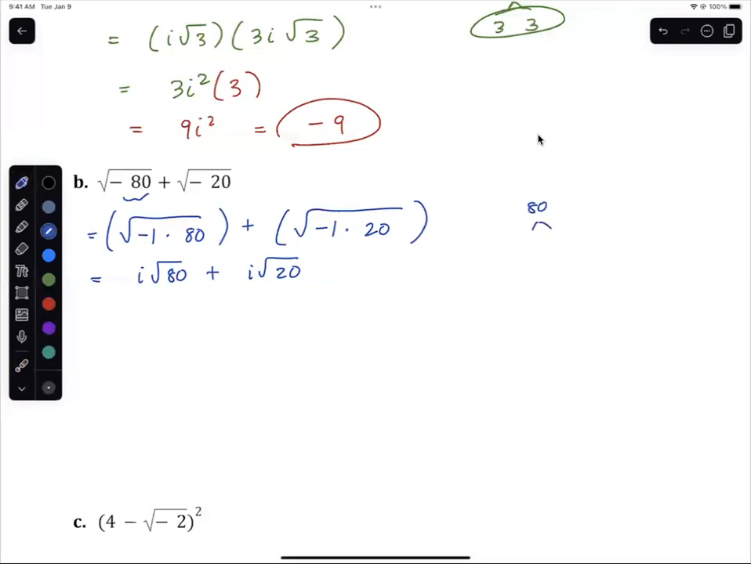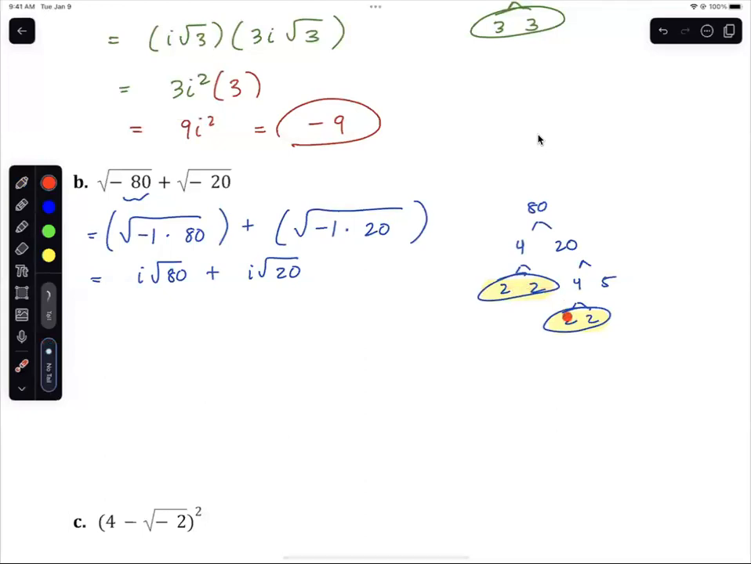So 80 I know is 4 times 20. 4 is the same thing as 2 times 2. So there's a pair right there. 20 is the same thing as 4 times 5, and then 4 is the same thing as 2 times 2. So I have a pair of 2's and another pair of 2's. That means that 2 is a perfect square twice, so I can pull out 2 2's, which means I can pull out 4. And then 5 is the number that's left over. So this becomes 4i square root of 5 plus 20.